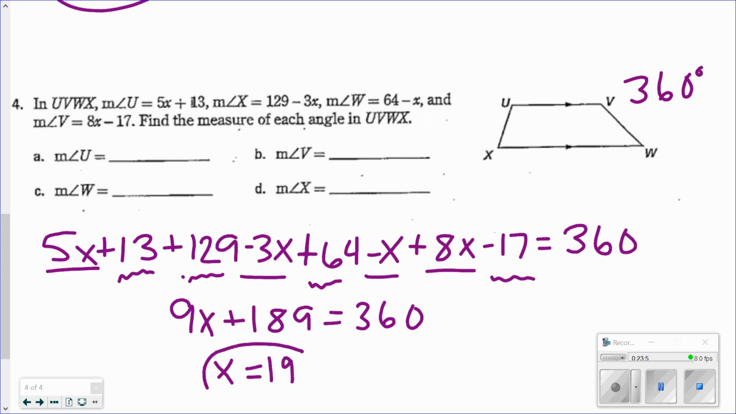But I'm not done because it didn't ask me to solve for x. It asked me what those angle measures are. So I need to plug x back into all of my equations. When I plug x into my equation for U, I get that that measure is 108. When I plug x into the equation for X, I end up getting that this is 72. When I plug x in for the equation for W, I end up getting that W is 45. And finally, when I plug in x for the measure of angle V, I end up getting that angle V is 135.